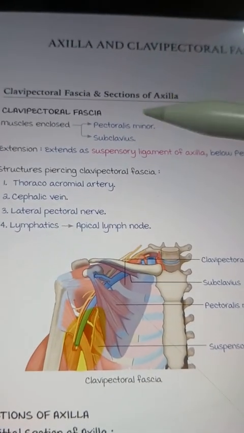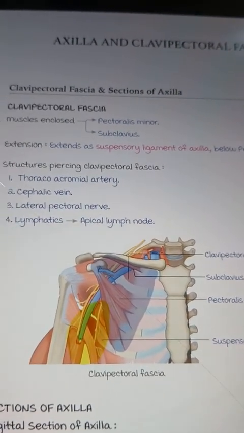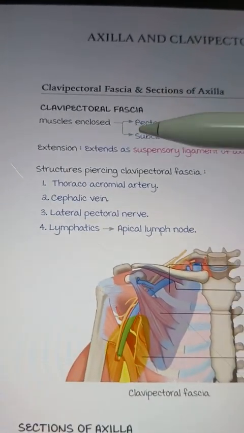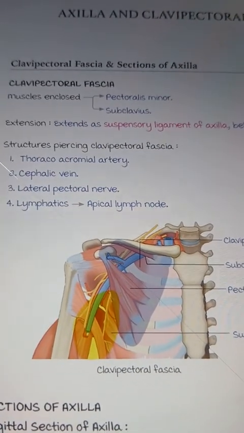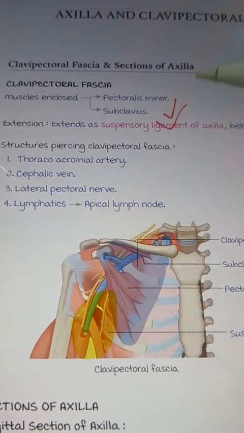Hi guys, in this video we are going to start with clavipectoral fascia and sections of axilla, part of upper limb anatomy. So let's begin without any delay. So clavipectoral fascia and sections of axilla. Clavipectoral fascia basically encloses the pectoralis minor and subclavius muscles.